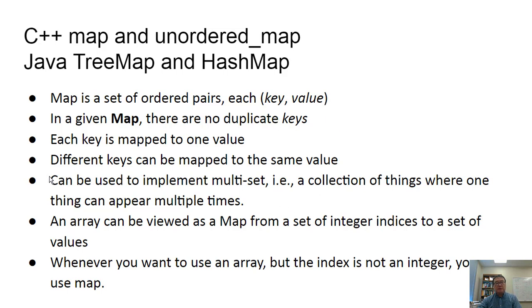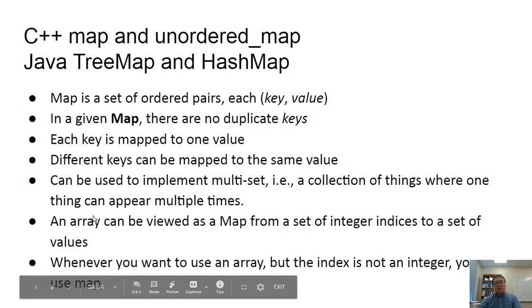And a map can also be used to implement a multi-set. Multi-set means that it's a collection of things, but something can appear multiple times, and the number of times matters. So using map, we can map the thing to the number of times it occurs. Then that implements a multi-set.